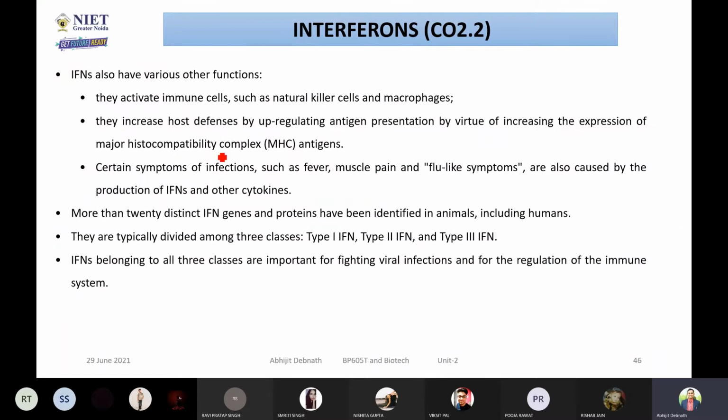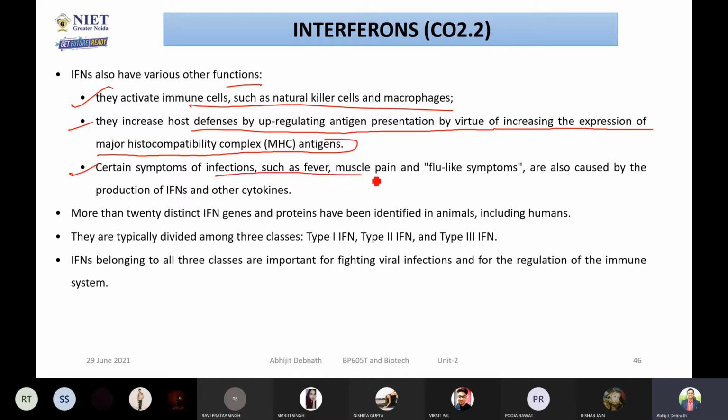Then IFNs also have various other functions, like they activate the immune cells. Then they increase the host defense by upregulating the antigen presentation by virtue of increasing the expression of the major histocompatibility antigens. And yes, certain symptoms of infection such as fever, muscle pain, flu-like symptoms are also caused by the production of the IFN. So IFN or interferons, these are good, or in some cases you may take them as bad, because you will be getting fever or muscle pain or flu-like symptoms. Basically, they are informing the other human cells, so that they can activate and start the work.